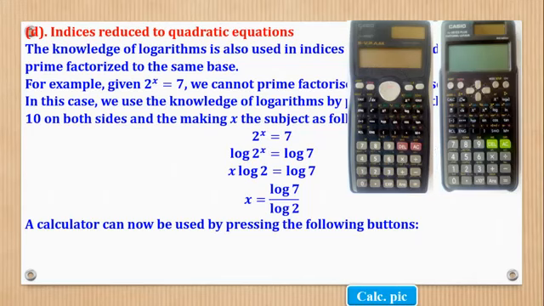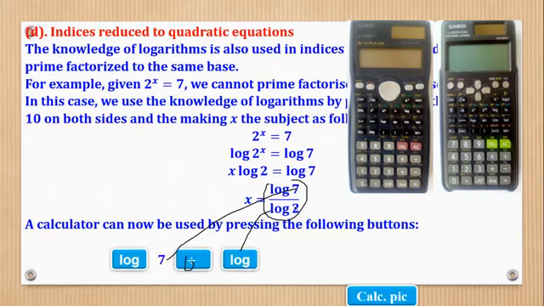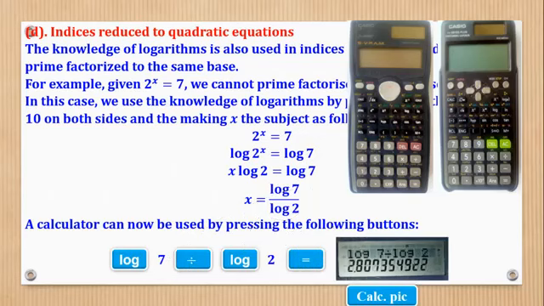So if I want to get the value of this, I'm going to press the button of log, then 7, then the division sign, then I press the button of log, then 2, and then press equal to. When I press that, I'll come up with that value. Log 7 divided by log 2 gives you 2.80735492. Then you can just round off to get the value of x.